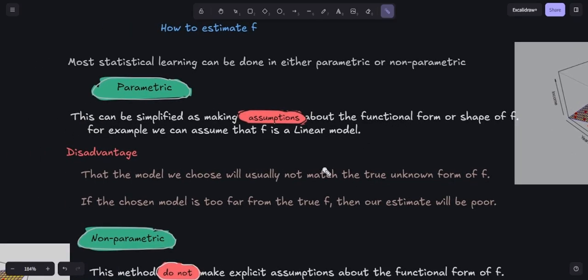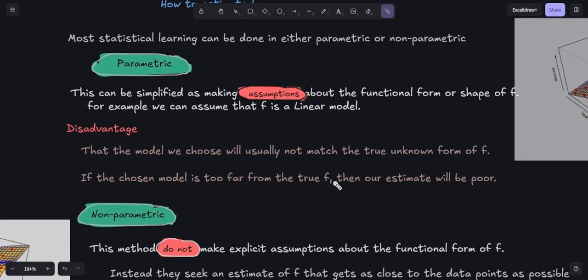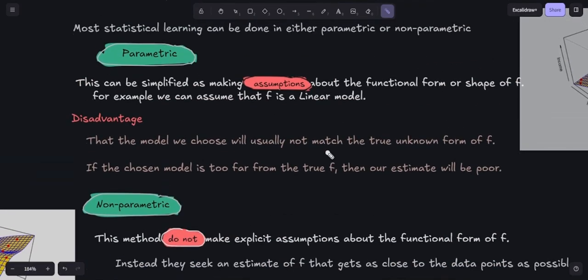The disadvantage is the model we choose will usually not match the true unknown form of F. It's just not the true form of F, just making assumptions. And if the model is too far from the true F, then our estimate will be poor. That is the parametric method.